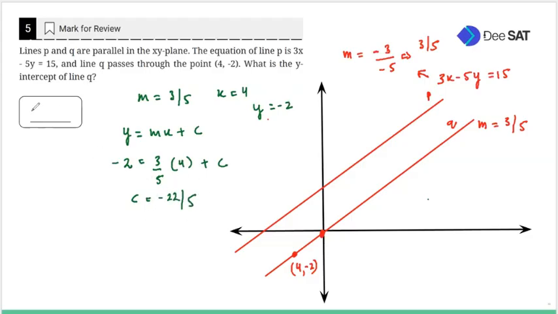So either you can put negative of 22 by 5 over here, or you can use your scientific calculators or Desmos to figure out the next consideration, which is negative of 4.4, which is equivalent to this, right? So both are correct as a value of c. Let's move ahead towards the next case.